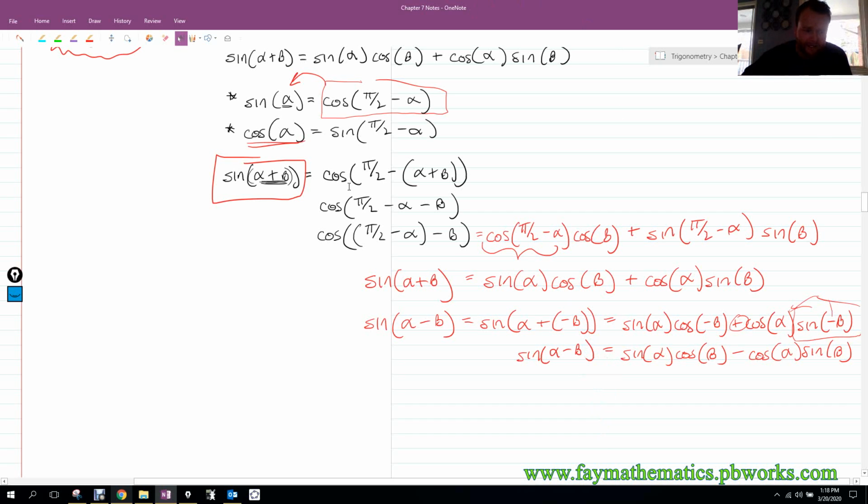Next thing I'm going to try is the tangent. I'm going to cut and paste some stuff here to make the writing a little bit easier, so give me one second.